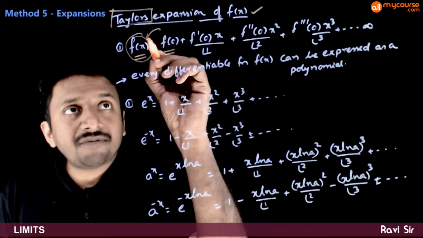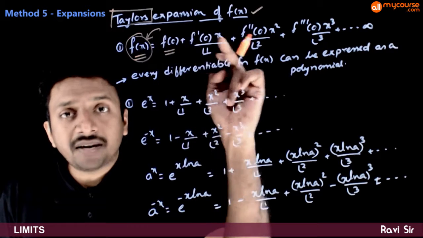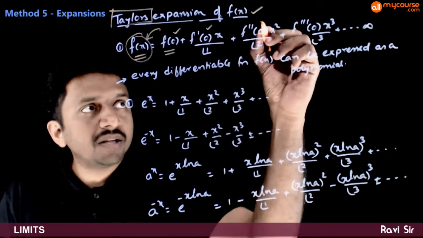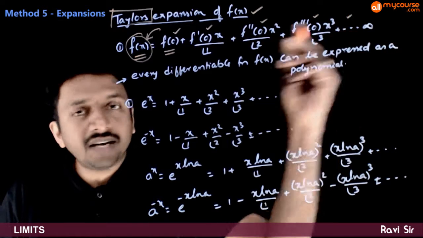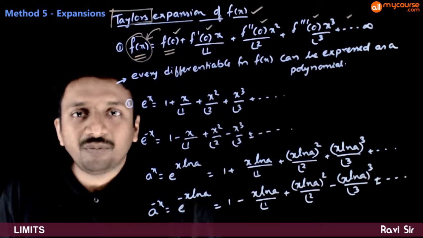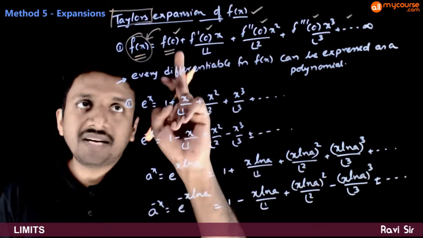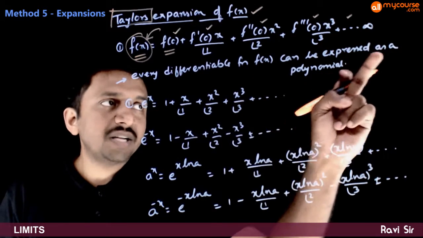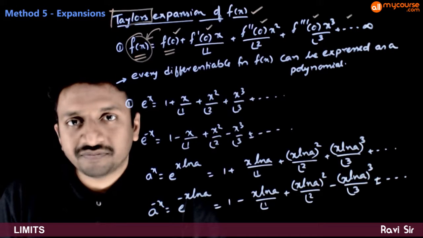So, if a function has to be expanded using Taylor's expansion, it has to be continuously differentiable. That is, all the infinite differentiations have to be possible. If that is so, every differentiable function f of x can be expressed as a polynomial.